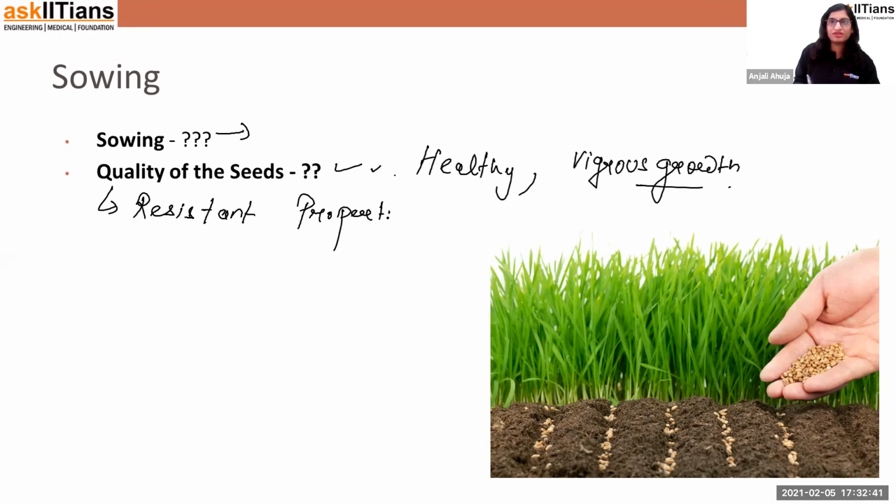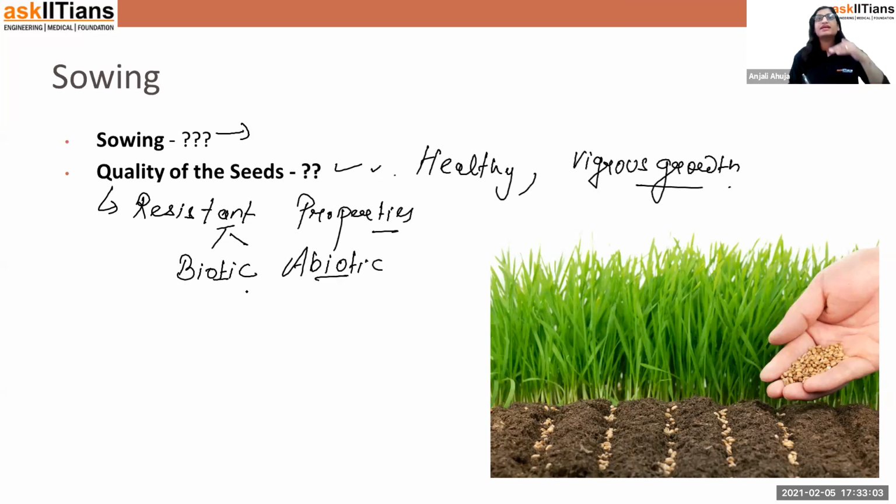Do you understand what is meant by the term resistant properties? Resistant property means it should not easily be harmed or damaged by a particular thing. Resistance is of two types: biotic resistance and abiotic resistance. Biotic resistance means living components are affecting, and abiotic means non-living. Among the biotic components, it might be microorganisms, or some insects, or even birds or animals that might eat the seed.